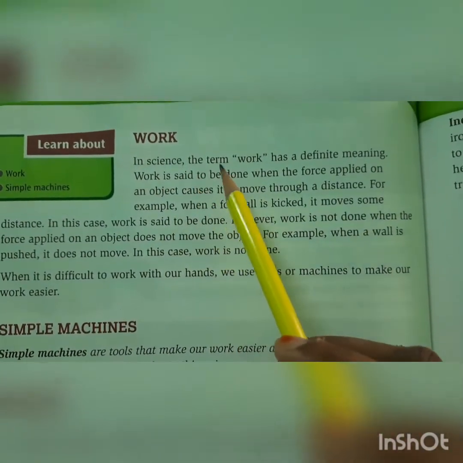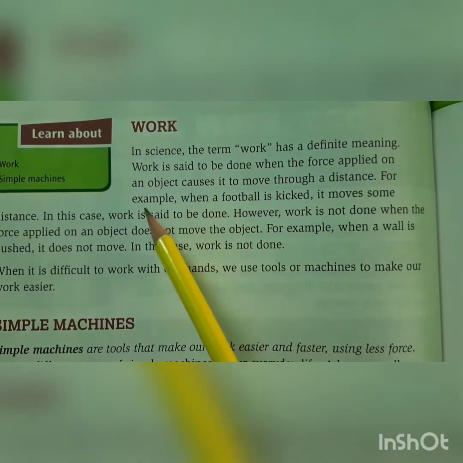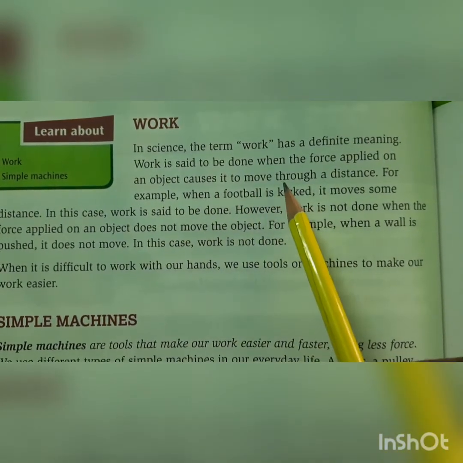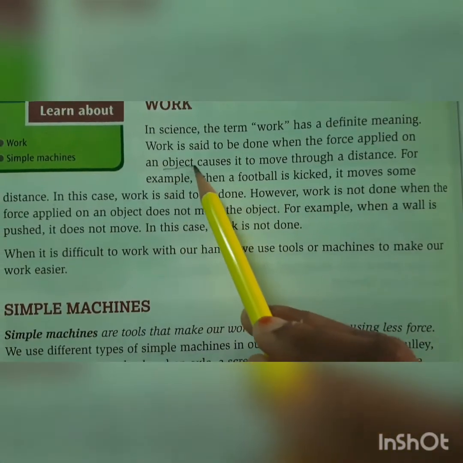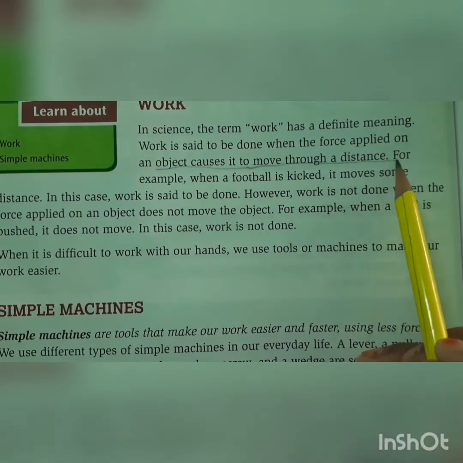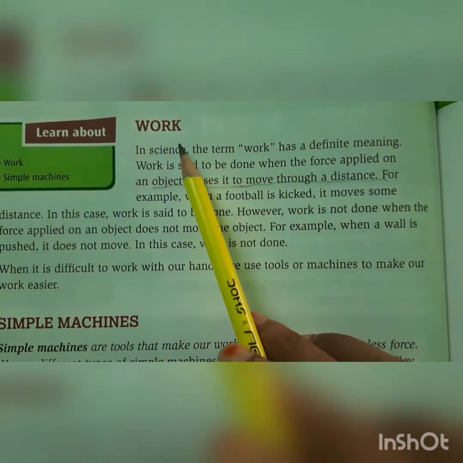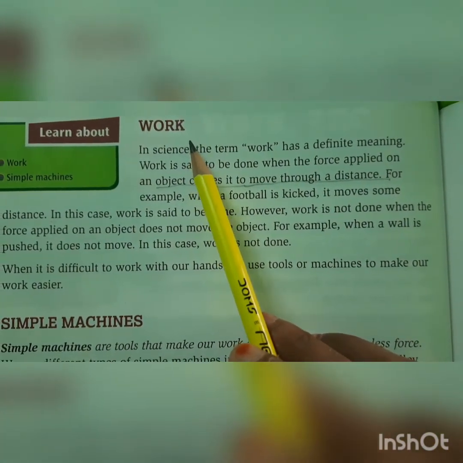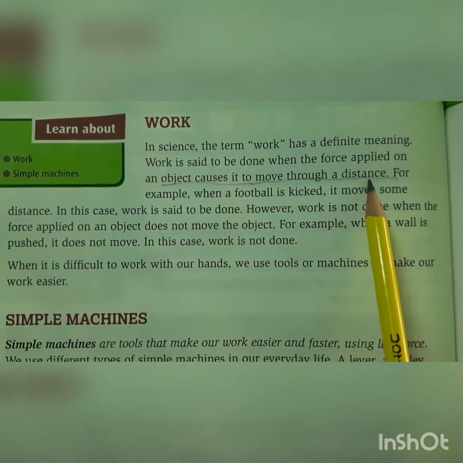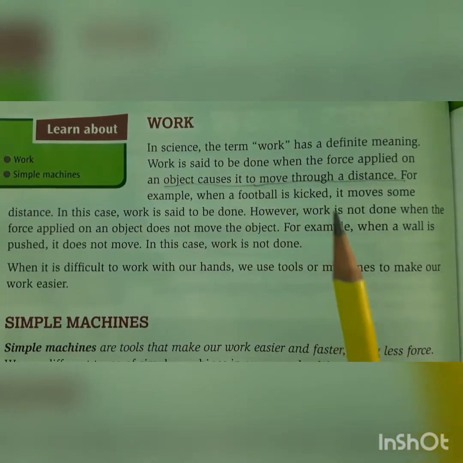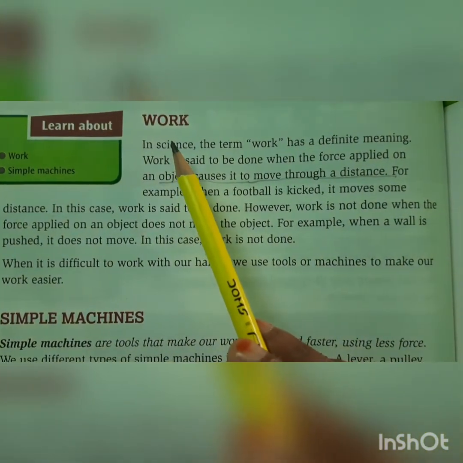In science, the term work has a definite meaning. Work is said to be done when the force applied on an object causes it to move through a distance. Okay, remember this thing. An object is caused to move through a distance. This is the sentence which is going to help you further. In terms of science, work done can be said only when an object is caused to move through a distance. Means something has to be moved. When you are applying a force on an object, it should move.